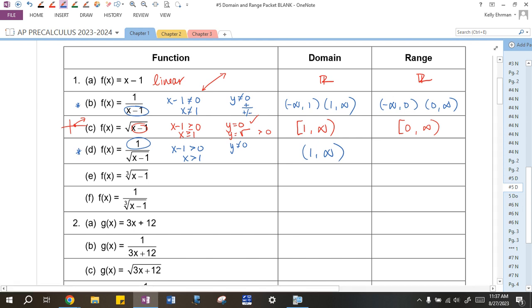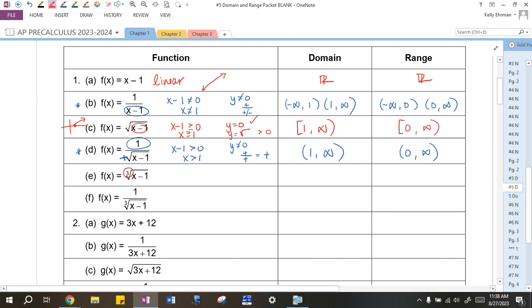And then what did we say about this square root in part C? We said the y values are always going to be positive because it's the positive square root of something. So you always have a positive divided by a positive. That's always going to come out positive. So the range values are going to be anything above 0 and never any negatives.